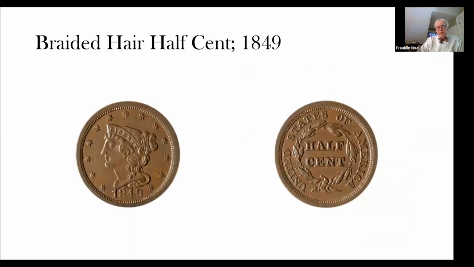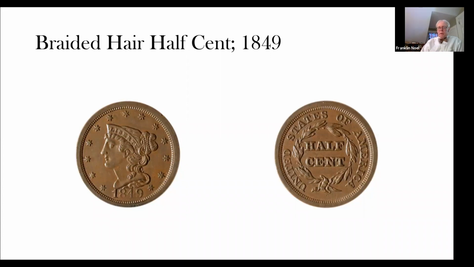In 1849, the year Harriet Tubman escaped from slavery, half-cent production for circulation resumed. The braided hair Liberty that chief engraver Christian Gobrecht had earlier designed for large cents and for proof half cents appeared on the circulation strike half cents beginning in 1849. With the exception of 1852, circulation strike half-cent production continued every year until the half-cent was discontinued in 1857.